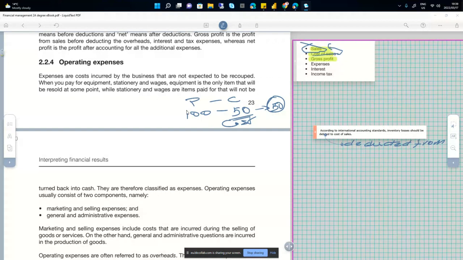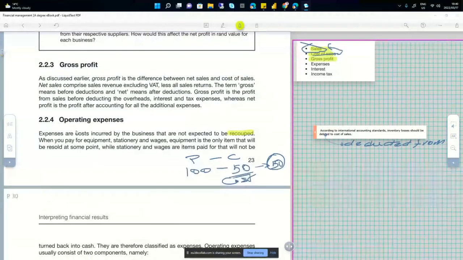All right. But we need to understand that there is a difference. What is really an expense? An expense is a cost that any business incurs that is not expected to be recouped. And that's a beautiful word there, recouped. So when we're paying rent, we're not expecting to get back our rent. You need to understand these items quite importantly. So they will definitely be operating expenses.